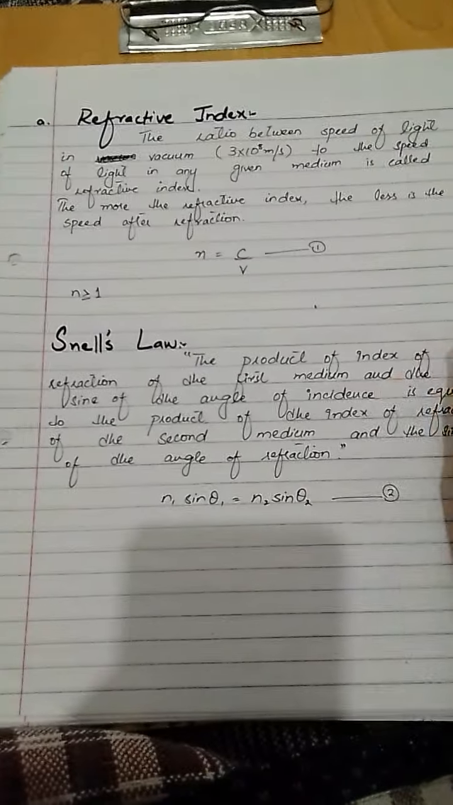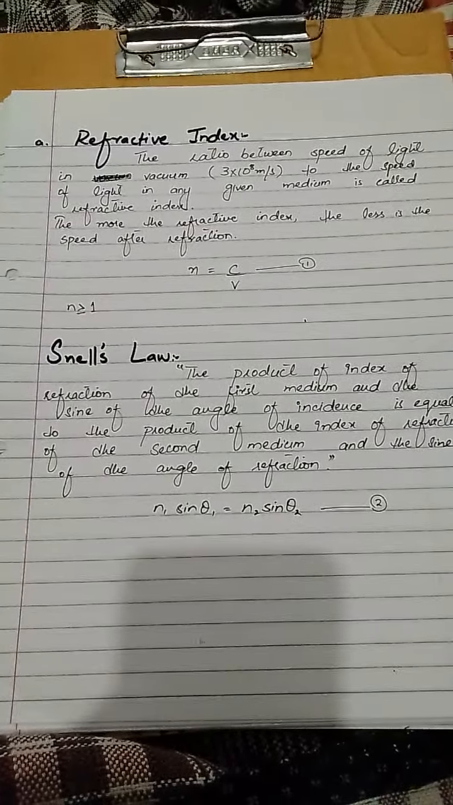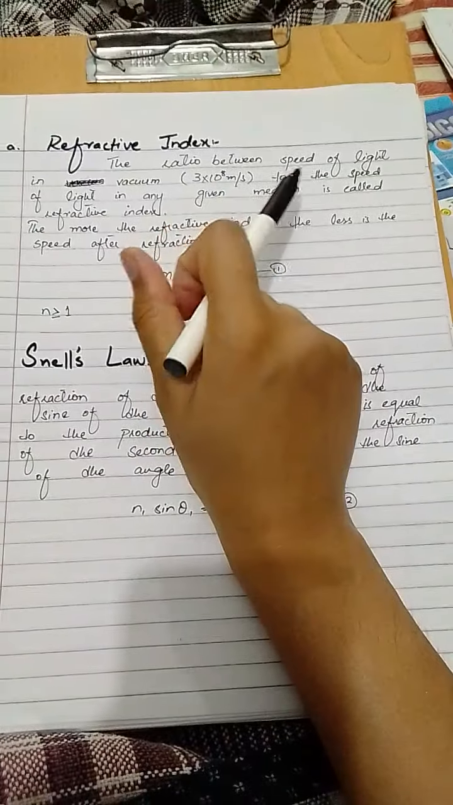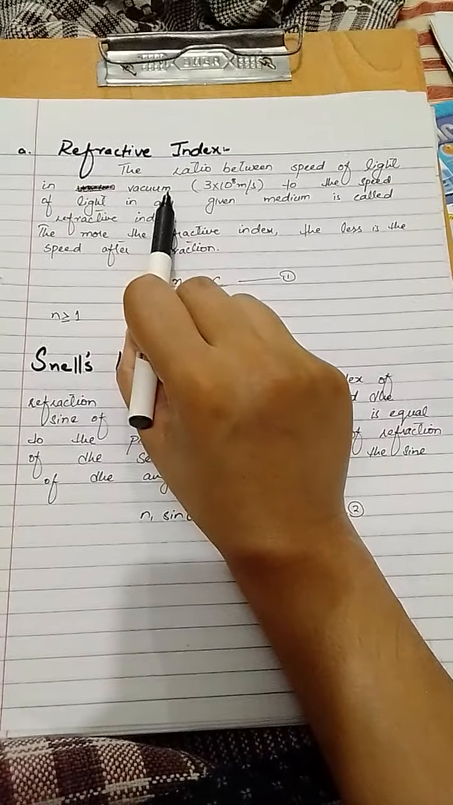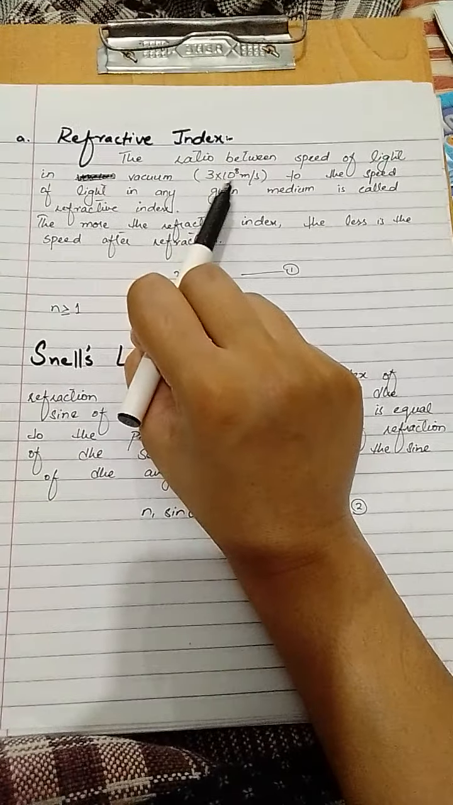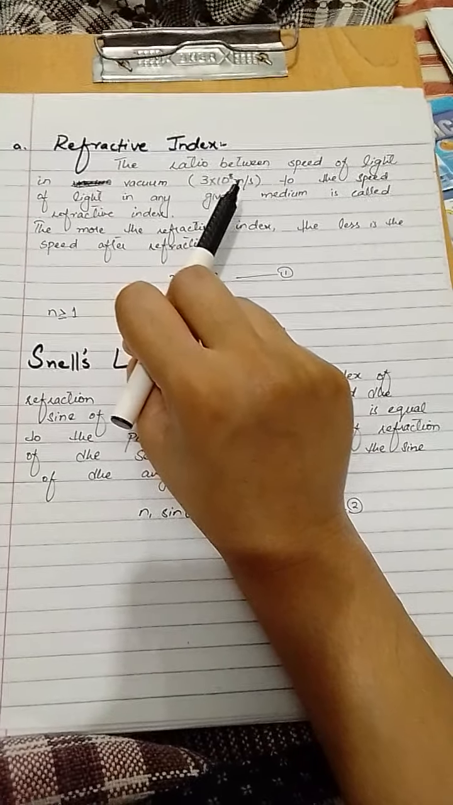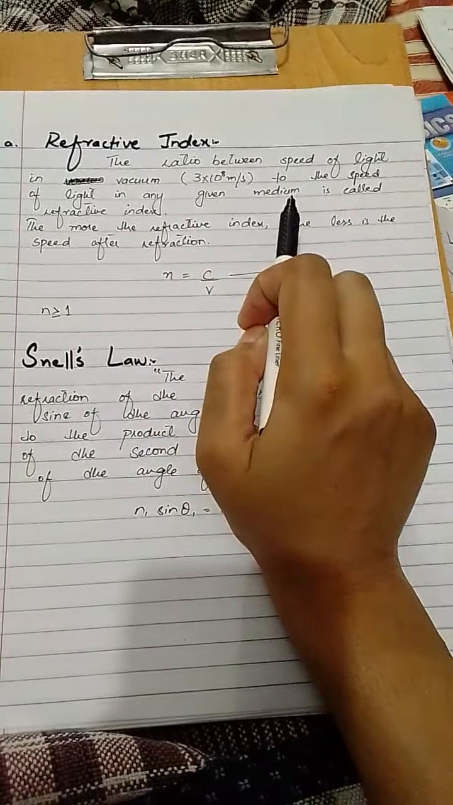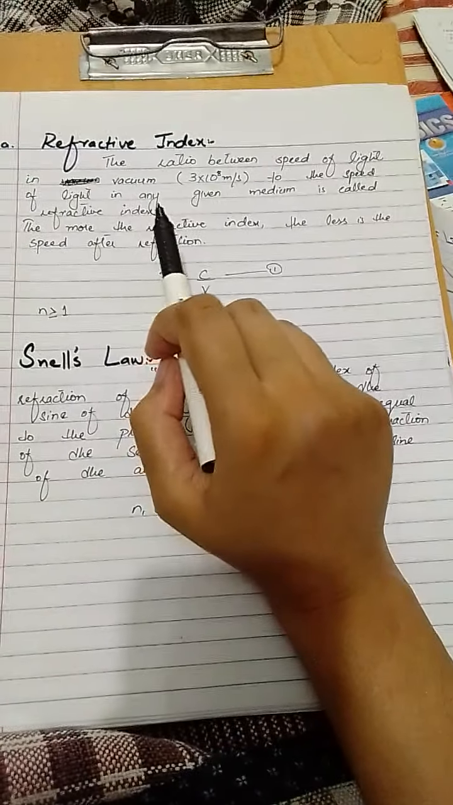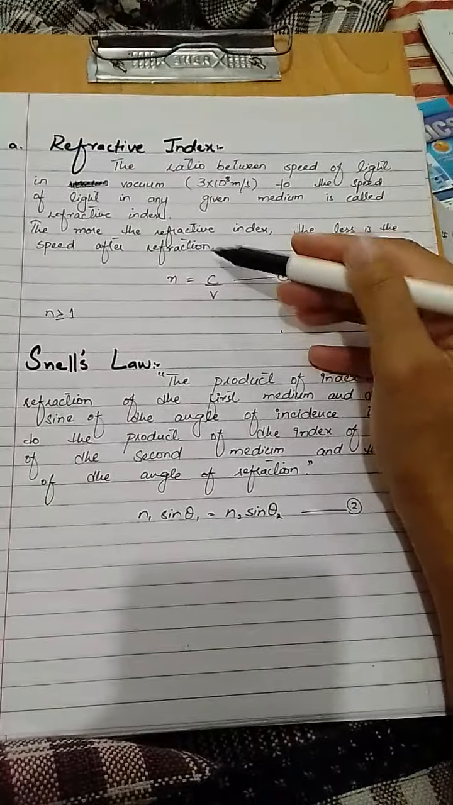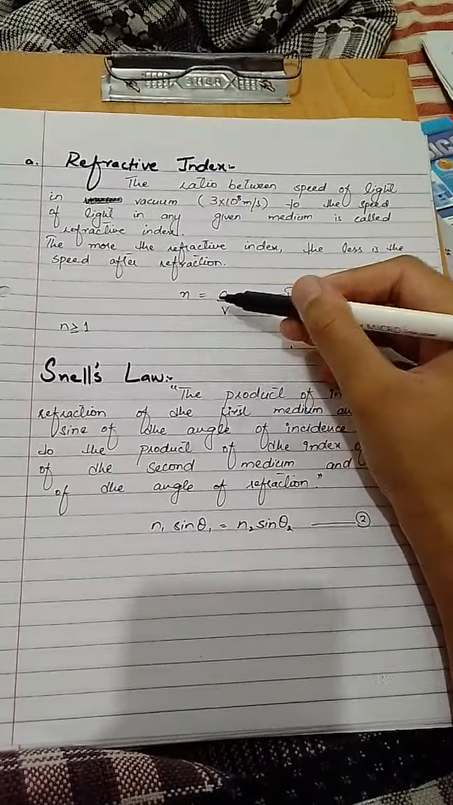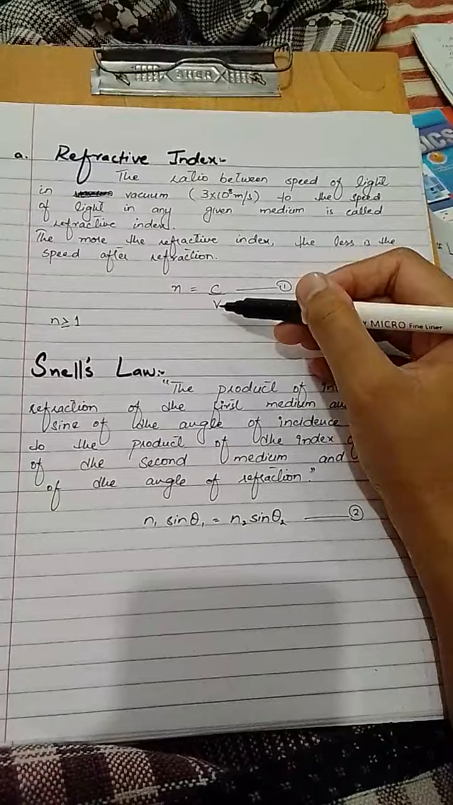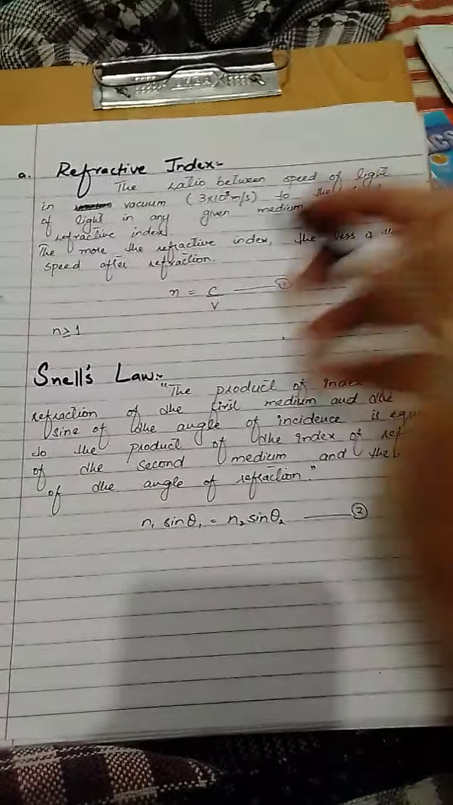Okay, so now coming to point number 2, which is refractive index. Okay, so what exactly is refractive index? The ratio between the speed of light in vacuum, which we all know is 3 into 10 raised to power 8 meter per second, to the speed of light in any given medium is called refractive index. Very simple. Mathematically, it's denoted by n, and mathematically C over V is called refractive index.